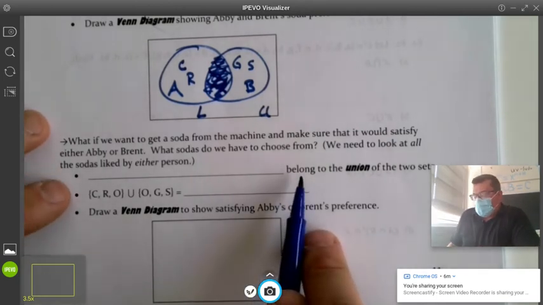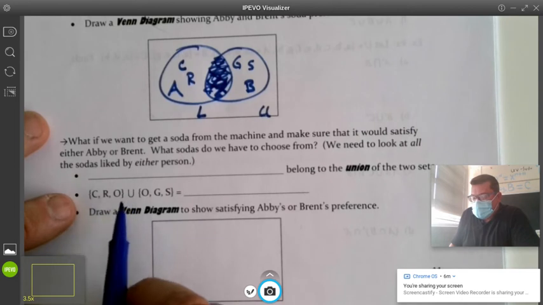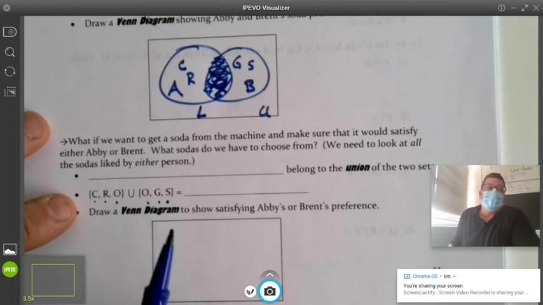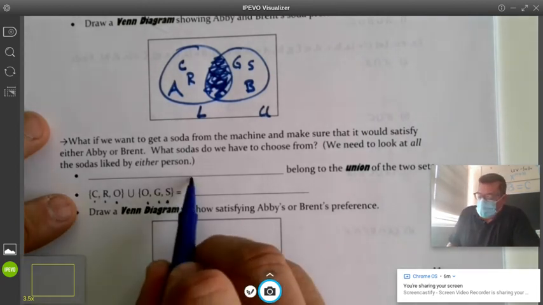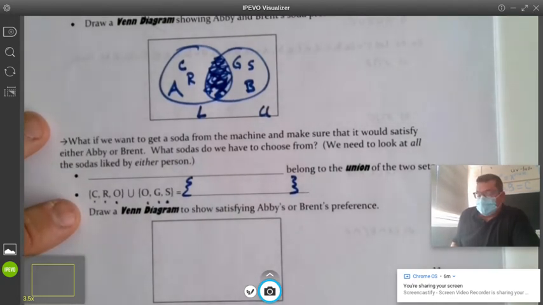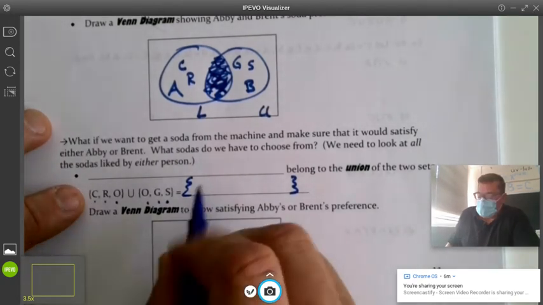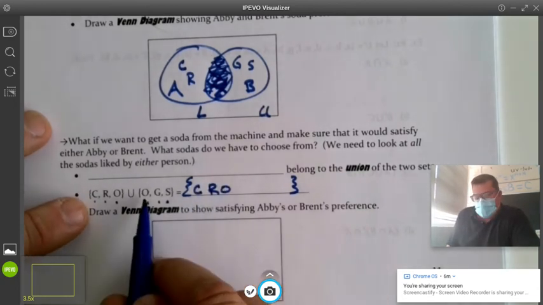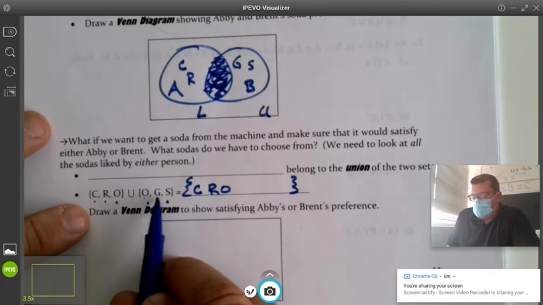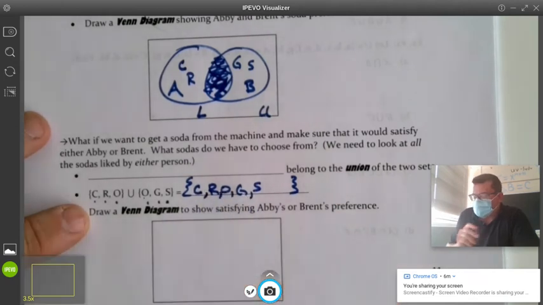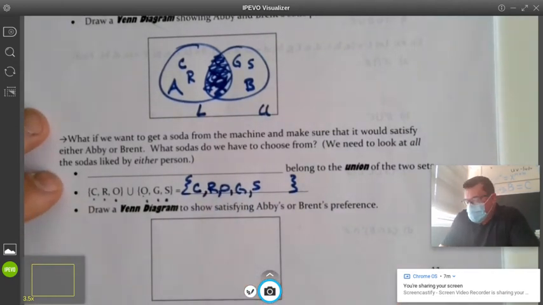So we got to list them. Union means list every element of one, list every element of the other, and keep them all. So the union typically is going to be a lot larger. Okay. Do you have to list them more than once? No. So let's start listing them. Cola, root beer, orange. Don't have to list orange again. Grape and strawberry. That's the union of those two sets.